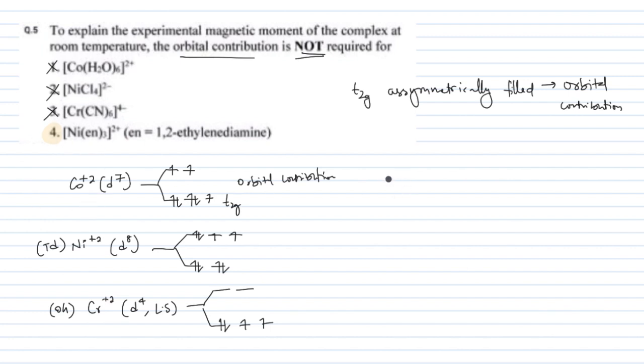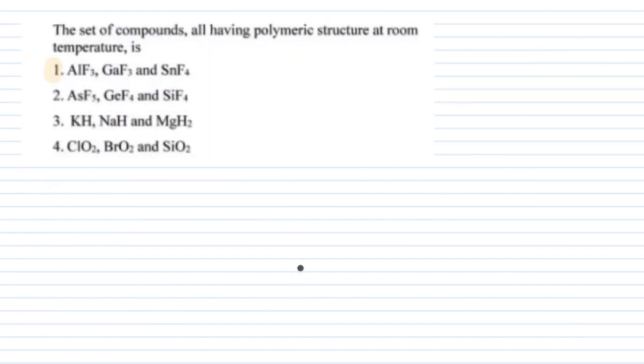In the last one, you have nickel in +2 oxidation state, an octahedral species, d8 complex, and it's going to have an octahedral environment. If you fill the 8 electrons, you will have something like this. Now you can see that the t2g orbital is symmetrically filled. That means no orbital contribution is required. So the correct option becomes option number 4. This is pretty simple, directly from my video. Let's go to the next one then. The next one says, the set of compounds all having polymeric structures.